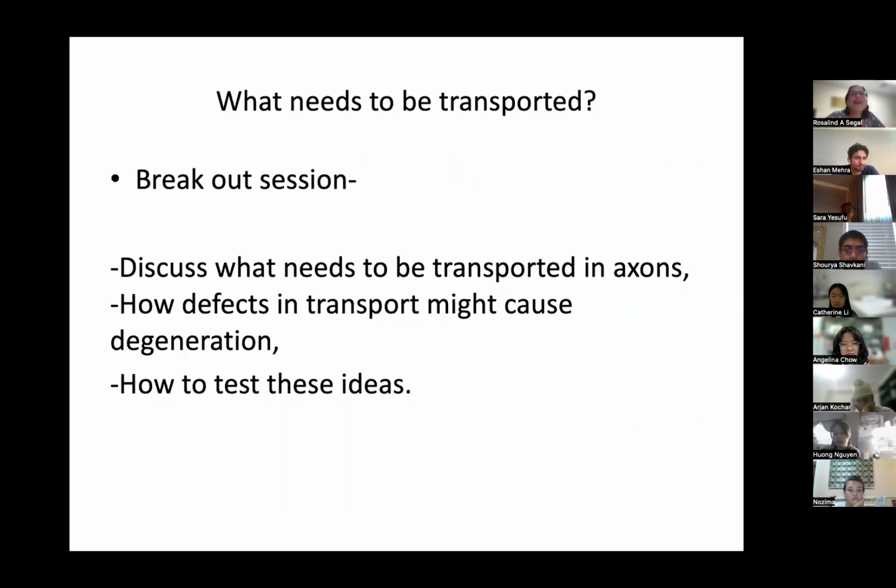So this is our time for our first breakout session. I'd like you to go into your breakout room for 5 to 10 minutes. You'll get called back at the end and discuss with the others what components do you think need to be transported in axons, how defects in transport might cause degeneration of axons, and also, and this is always an important feature in science, how would you test these ideas? Okay, and then I'll ask some groups to share with us what they've said on this.